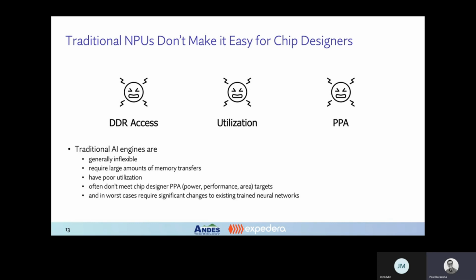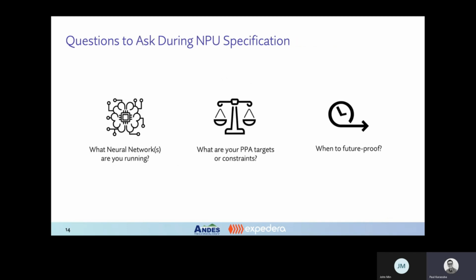They have poor utilization. An average AI accelerator may have utilization in the 20 to 40% range, and we'll touch on this a little later on in the webinar. And often they don't meet chip designer PPA targets, and we'll again address that. And in worst cases, sometimes they require significant changes to your existing trained neural networks. And that's not something that a typical chip designer wants to go back and talk to their data scientists about.